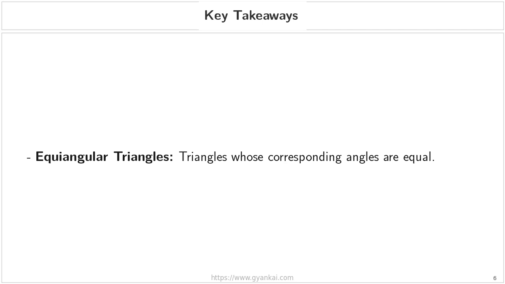Key takeaways. All right, we have reached the end of our lesson, so let's take a moment to recap the key takeaways from today's session to ensure everything is clear. First, let's revisit the definition of equiangular triangles. Remember, as we discussed in our second slide, these are simply triangles where the corresponding angles are exactly equal. It is all about the angles being identical.